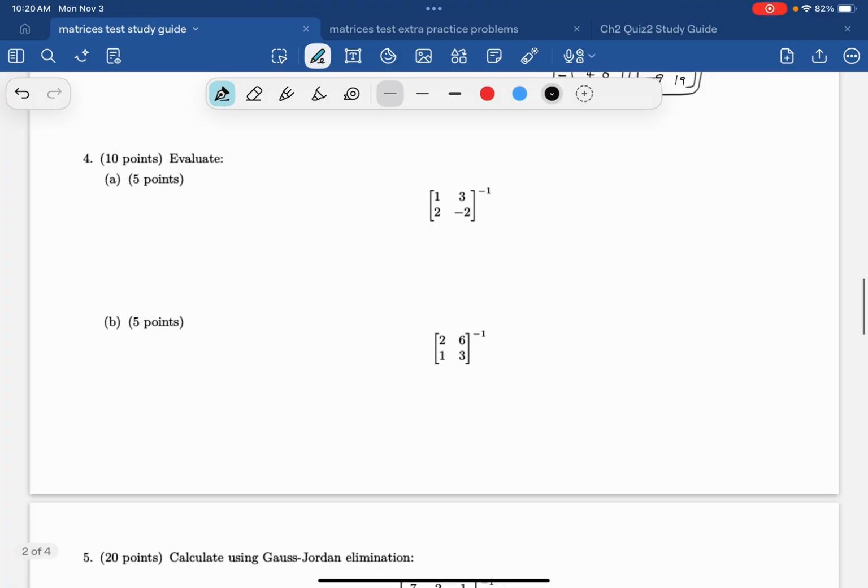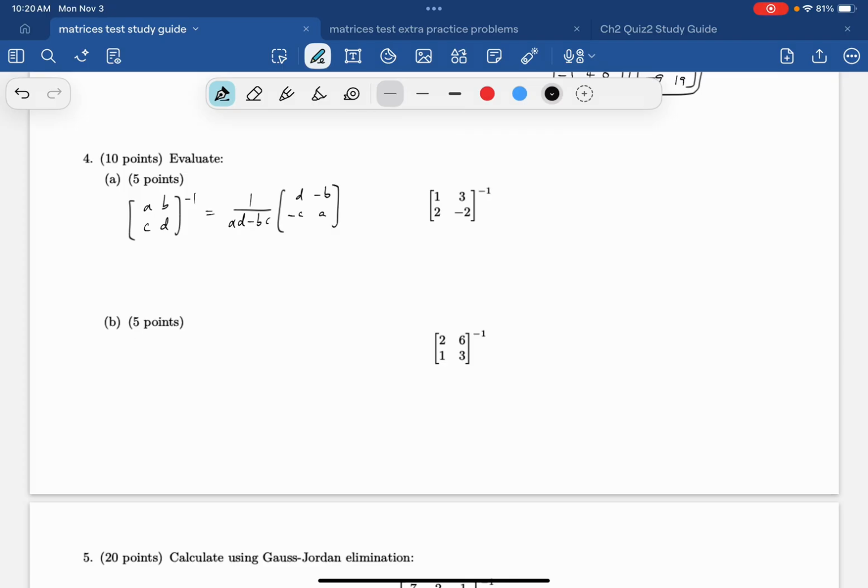So here I need to find some inverse matrices. So I'm going to remember my formula, right? The inverse of A, B, C, D is 1 over the determinant, so AD minus BC, and then D and A swap places, and B and C become negative. Okay, so that's my formula.